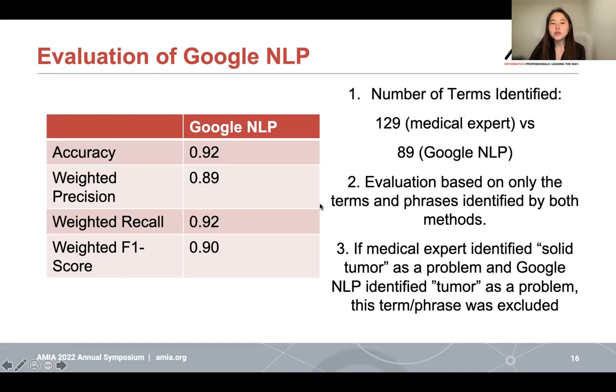The total number of terms identified by the medical expert was 129, while the Google NLP identified 89 terms. For consistency, the evaluation was based on only the terms and phrases identified by both methods. The results showed that the Google NLP and manual annotation showed a high agreement.